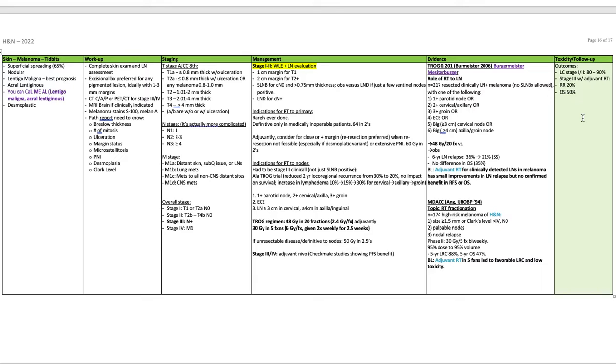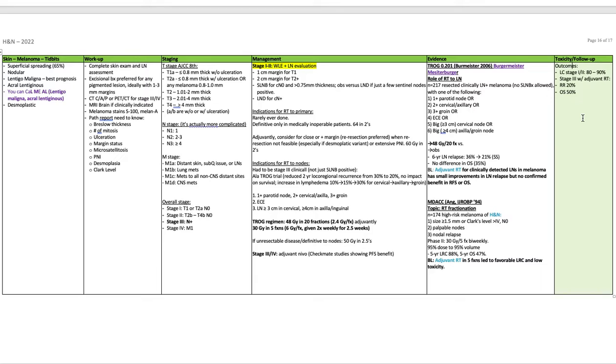Evidence here, TROG 02.01, Burmeister. Role of radiation to lymph nodes: 217 resected clinically lymph node positive melanoma, and no sentinel node biopsy was allowed, with one of the following: either 1 positive parotid node, or 2 positive cervical or axillary nodes, or 3 positive groin nodes, or extracapsular extension, or a big, meaning greater than or equal to 3 centimeter cervical node, or a big greater than or equal to 4 centimeter axillary groin node. Patients were randomized to 48 gray in 20 fractions versus observation.